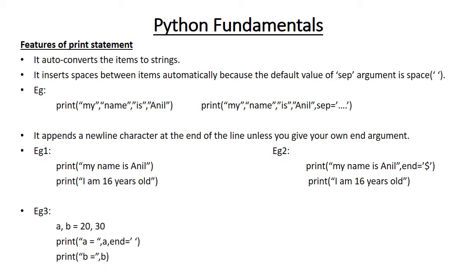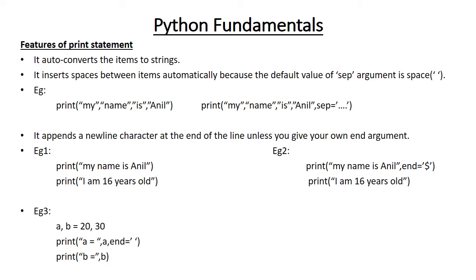Features of the print statement. It auto-converts the items to strings. It inserts spaces between items automatically because the default value of the sep argument is space. For example, print('my name is Anil') gives the output: my space name space is space Anil. Another example: print my name is Anil separated by dots. What output will you get? It will be like this: my, then 5 dots, then name, then 5 dots, then is, then 5 dots, then Anil.